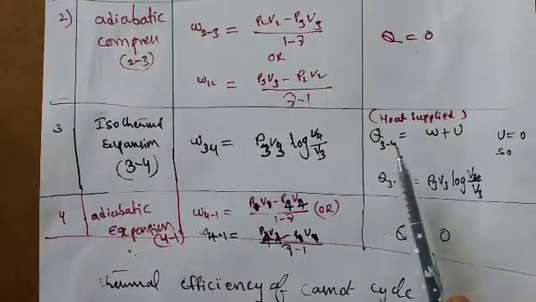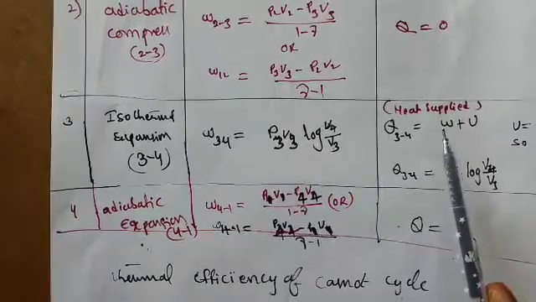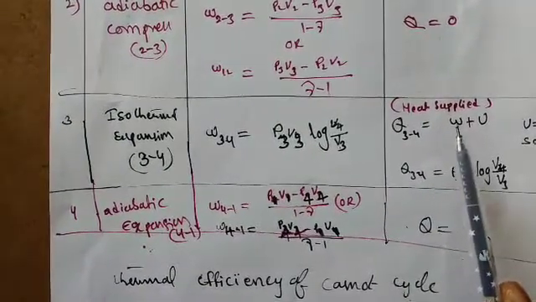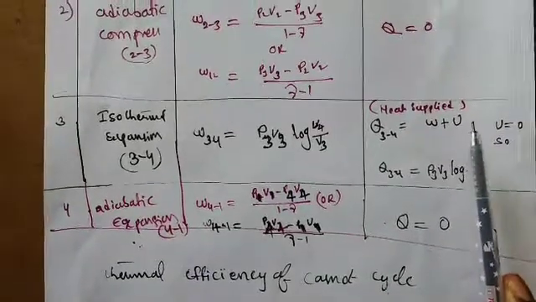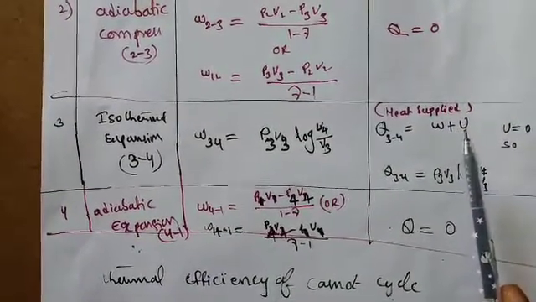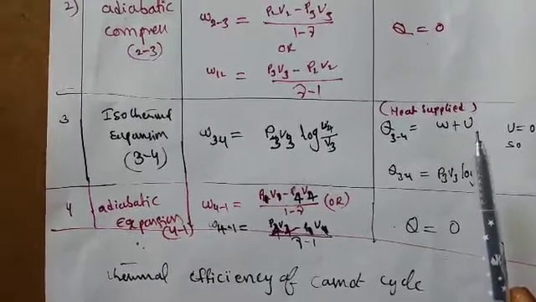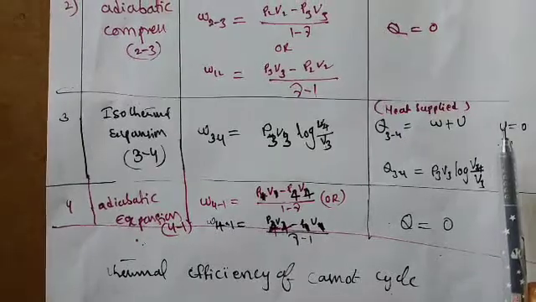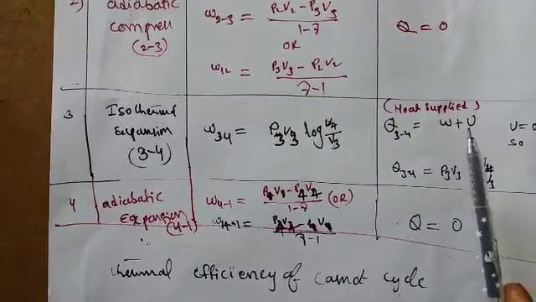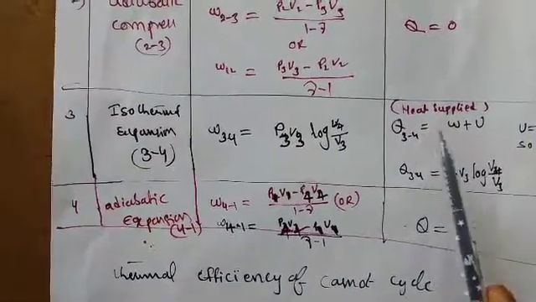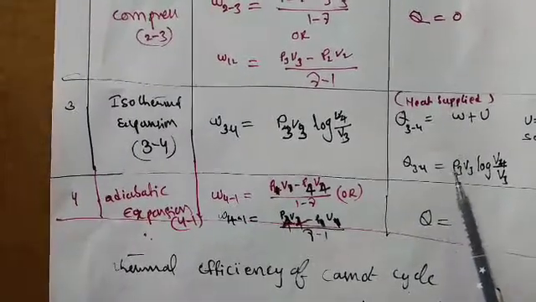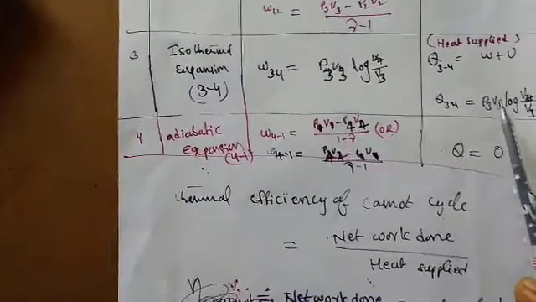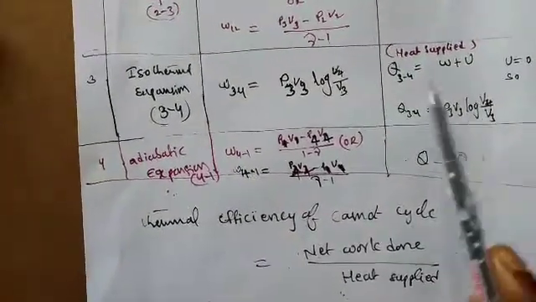Next, the total heat transfer in the isothermal expansion process. We know from the first law of thermodynamics that Q, the total heat transfer, is equal to the total work done plus the internal energy change. Here it is a constant temperature process, which means temperature is constant. When temperature is constant, internal energy change should be 0, so U becomes 0. Substitute that here, Q is equal to W. Therefore Q from 3 to 4 is equal to P3 V3 log V4 by V3. This is our total heat transfer in the isothermal expansion process.